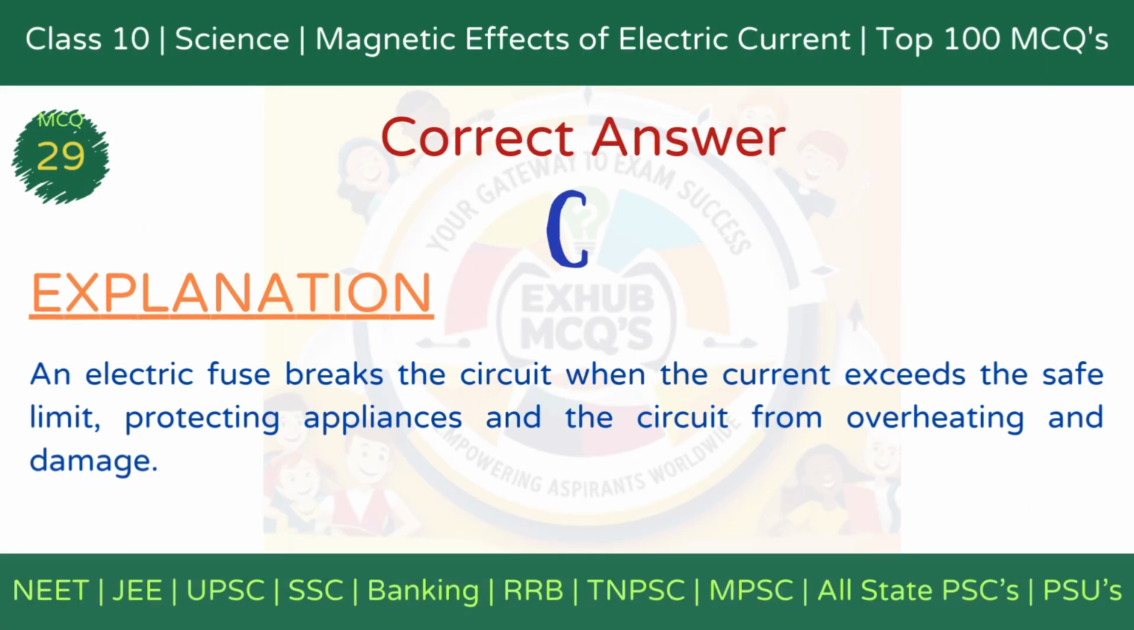The correct answer is option C, to prevent damage during overloading. Explanation. An electric fuse protects the circuit from overloading and short-circuiting by breaking the circuit when the current exceeds the safe limit, preventing damage to appliances.